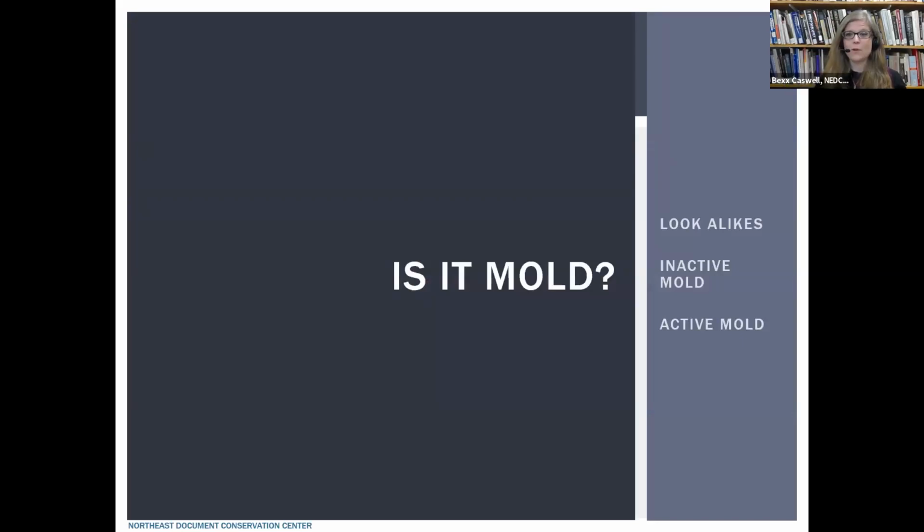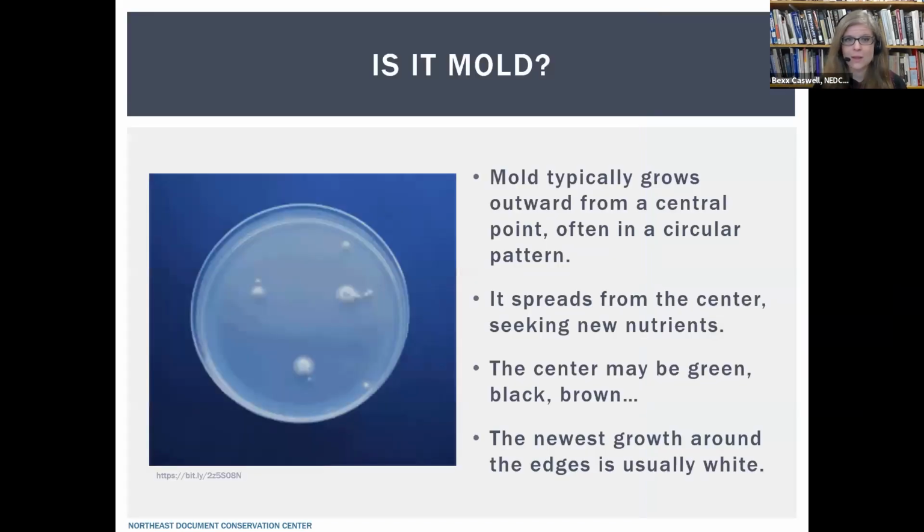So now that we know why mold is not something desirable to have, let's talk a little more about how to identify mold, because there are a lot of things out there that look similar but aren't mold. Mold is a multicellular organism, and it typically grows outwards from a central point, usually in a circular pattern for that reason. It's going to spread out from the center seeking new nutrients, and it's going to have a fuzzy, raised appearance. It could also be either felty or hairy. The center can be lots of different colors: green, black, brown, blue, yellow, red, really any color that you can imagine.